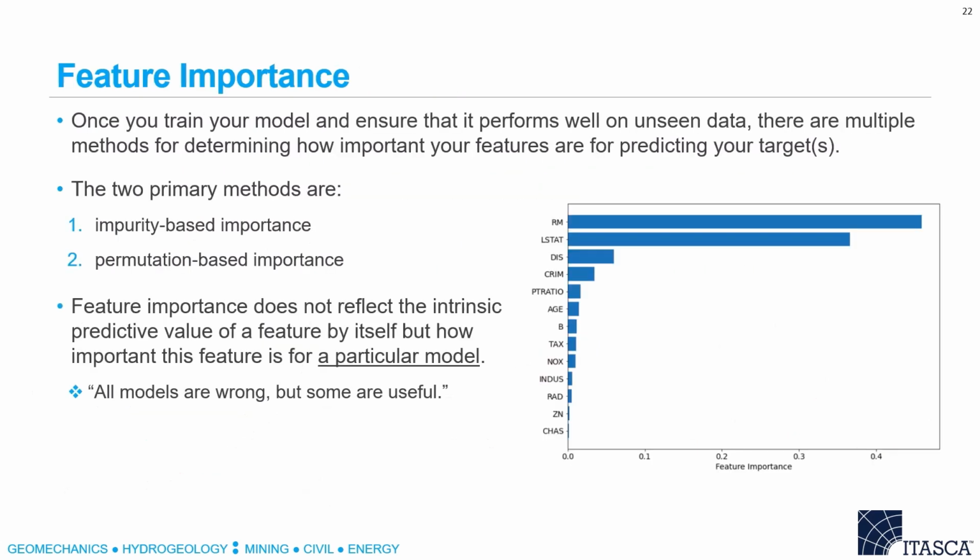Once your model is properly trained and optimized, it's possible to perturb the model and tease out what the important features are for predicting your targets. These are called feature importance methods. The two primary methods I'll discuss are impurity-based importance and permutation-based importance. Shown at the right is a picture of a typical feature importance chart, displaying the relative importance of each feature in the model. An important note on this is that the feature importance does not reflect the intrinsic predictive value of a feature by itself, but how important this feature is for a particular model.